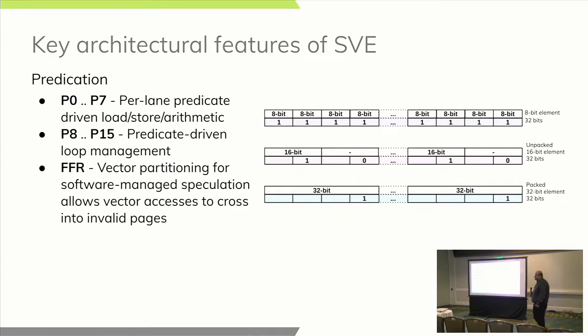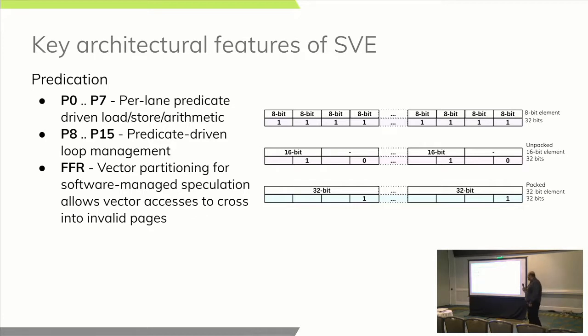So for every Z register inside SVE, if the size of a Z register is 16 bytes, then there is 1 bit for each of those bytes in a P register. So for a 16-byte Z register, there is a predicate register of 2 bytes or 16 bits.